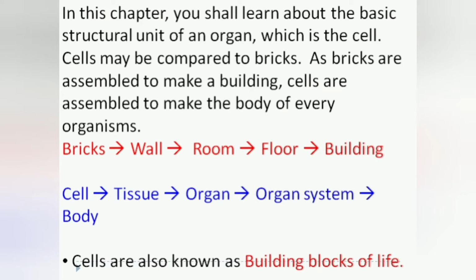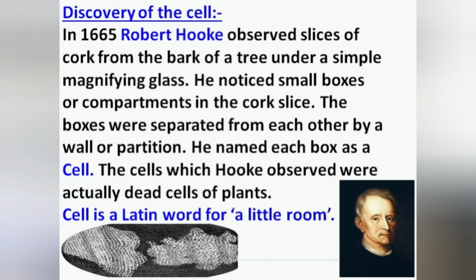Students, now we will study how cell was discovered. In 1665, Robert Hooke used a microscope to examine thin slices of cork. He noticed small boxes or compartments in the cork slice. These boxes appeared like a honeycomb. He also noticed that one box was separated from another by a wall.